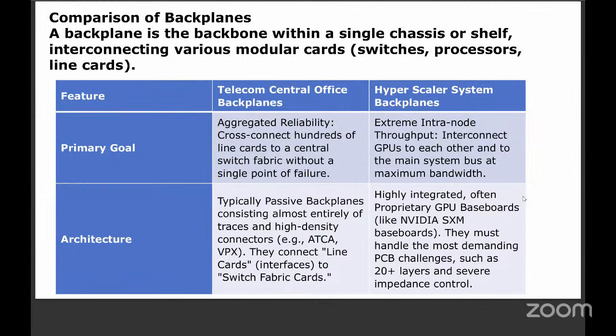Now here we are covering backplanes. Again, on the backplane, we'll be having a separate episode, but this is some sort of a curtain riser. Primary goal: aggregated reliability, cross-connect hundreds of line cards to a central switch fabric without a single point of failure. Typically, passive backplanes consisting almost entirely of traces and very high density connectors.